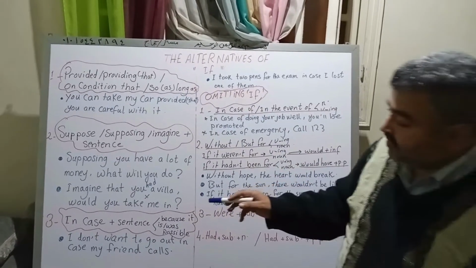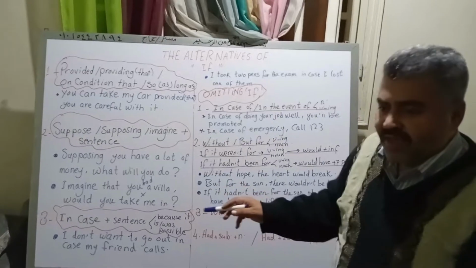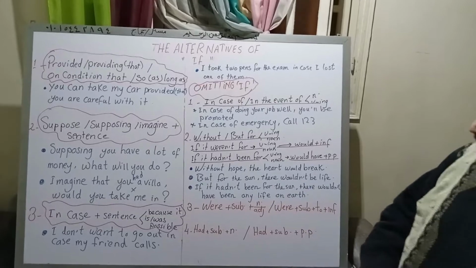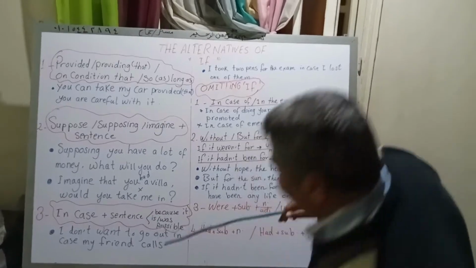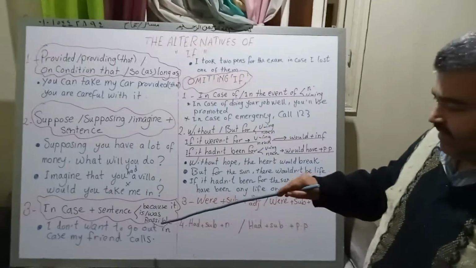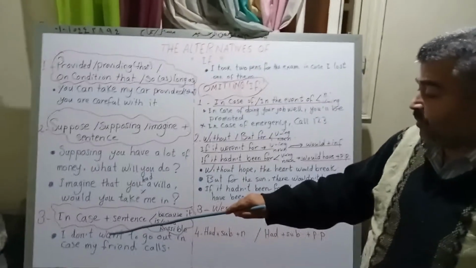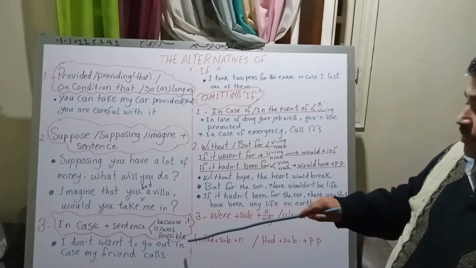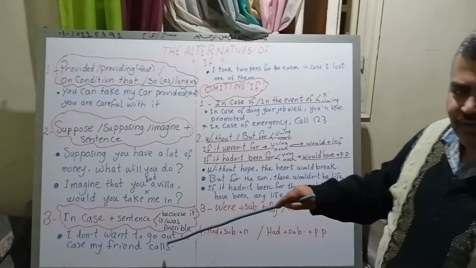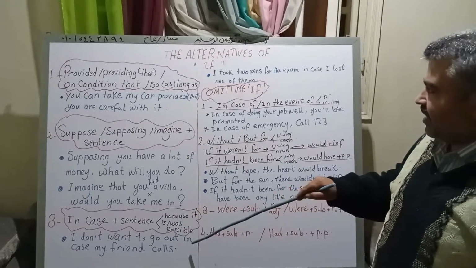The third word is in case plus a sentence. In case means in Arabic "تحسبا", because it is or was possible that something might happen. Look at this example. I don't want to go out in case my friend calls. My friend might call, so I don't want to go out.